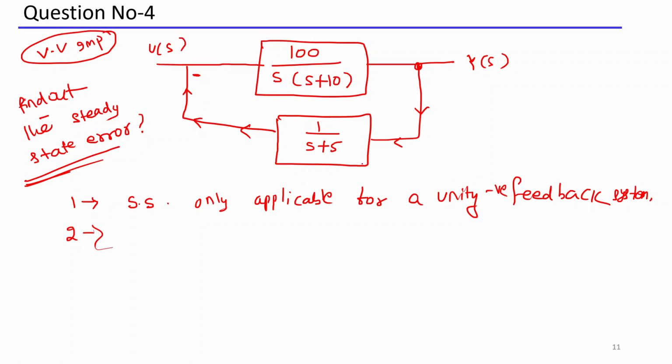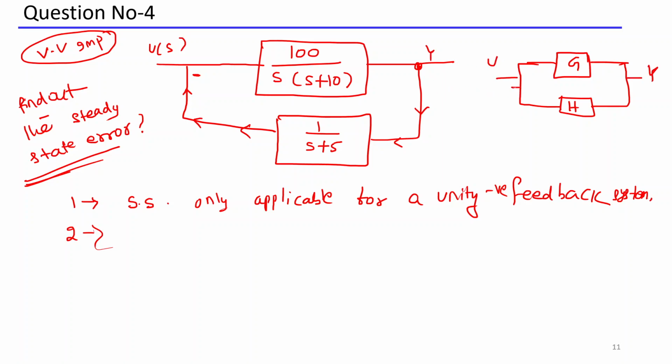So first tell me, in this question, is it a unity feedback system or a non-unity feedback system? Whatever question I give. So for a non-unity feedback system, I am just writing G here, and here H is there, and H has a value of 1 by S plus 1. H is not 1, that's why it is a non-unity feedback system. This is U, this is Y.